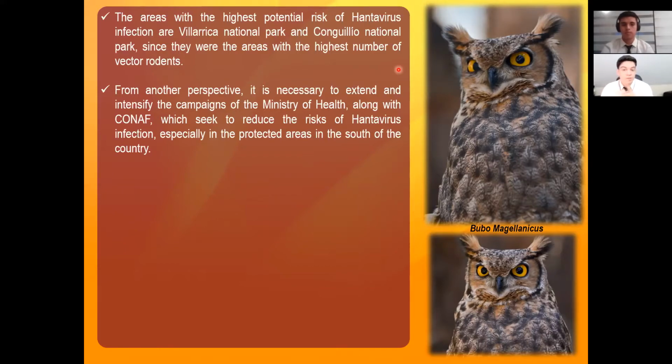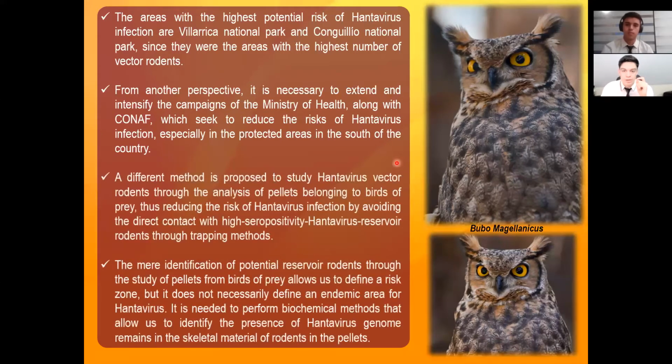Also, it's necessary to extend some campaigns of the Ministry of Health in order to reduce the risk of contagion in the parks. Also, this method is proposed to study hantavirus vector rodents, and it reduces the risk of contagion because I don't trap the rodent directly. However, the identification of the potential rodent reservoir alone is not a complete work because I have to define a risk zone. For this, it's necessary to perform biochemical methods on the pellet to know whether the rodent that was part of the diet had hantavirus or not.